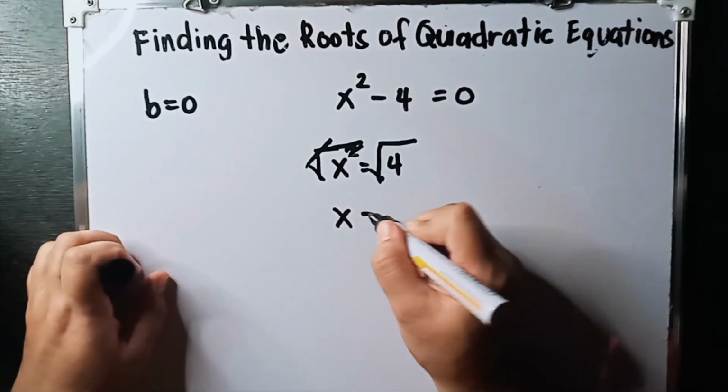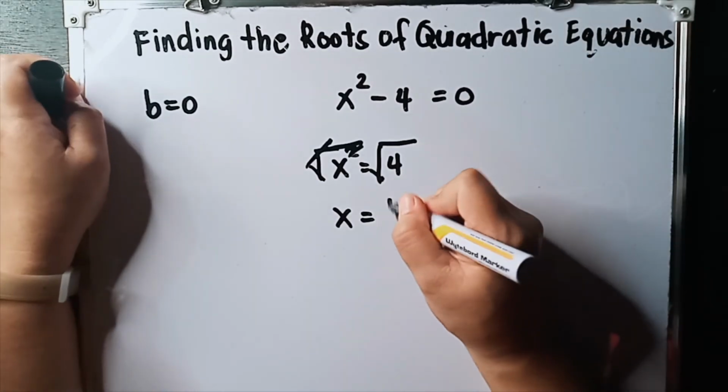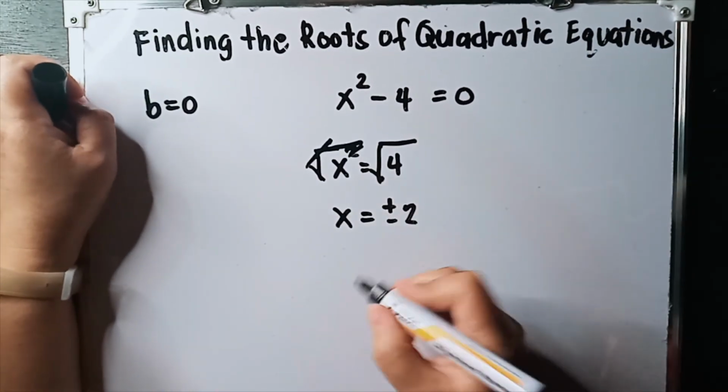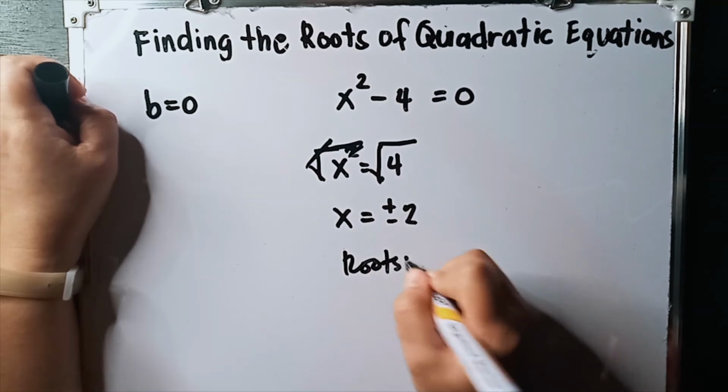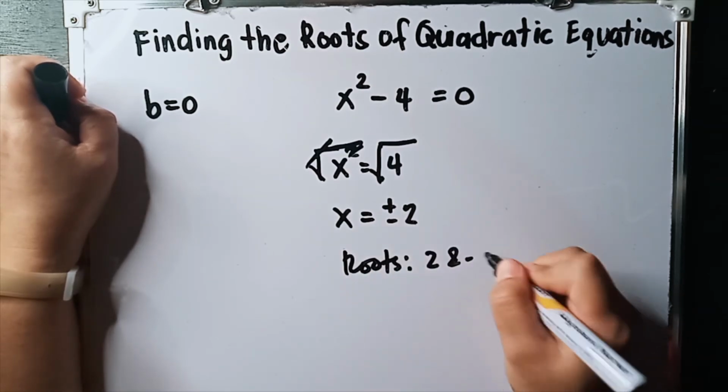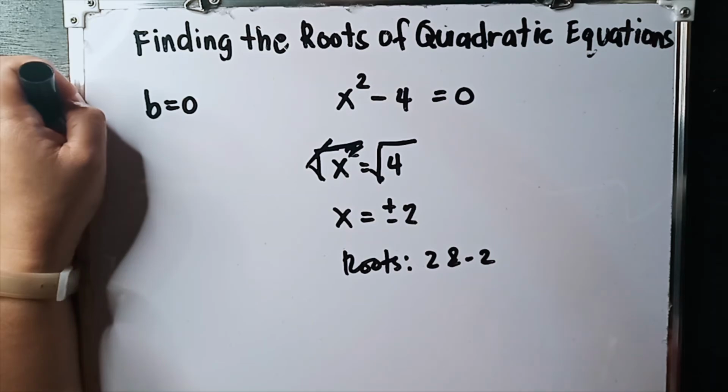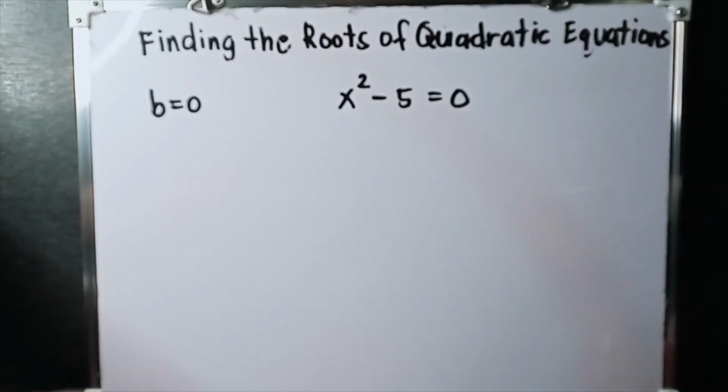So, x equals, what is the square root of 4? We have positive negative 2. O, yan na. Ito na yung mga roots. Roots are 2 and negative 2. Okay? So, here's another example.